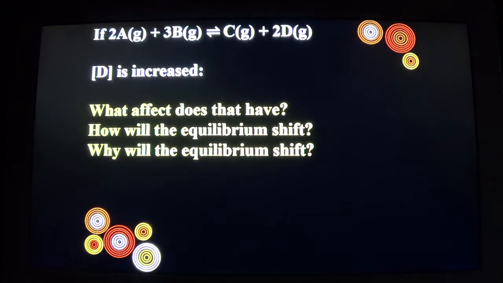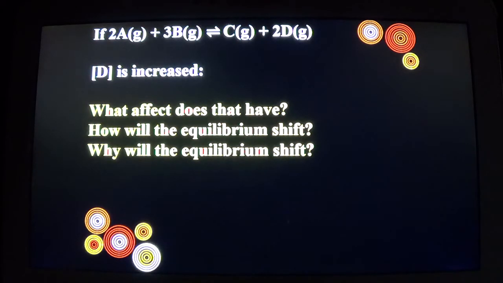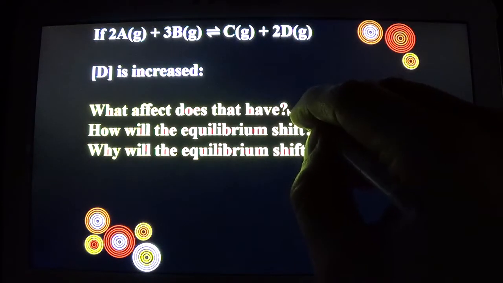Okay. What if D is increased? What effect will this have? Well, D is increased. We now have more product.